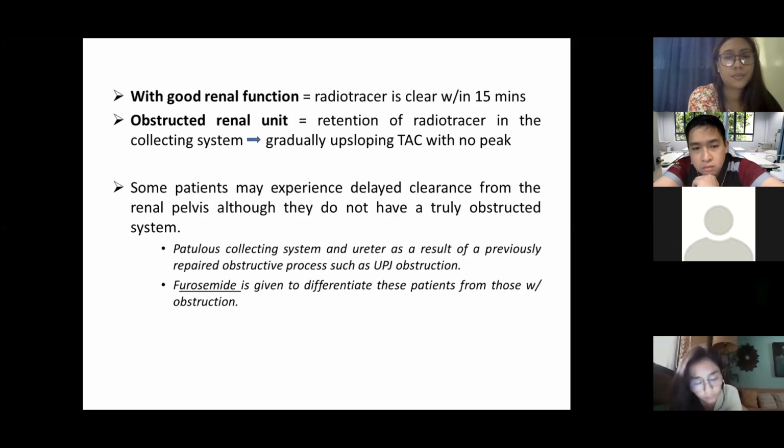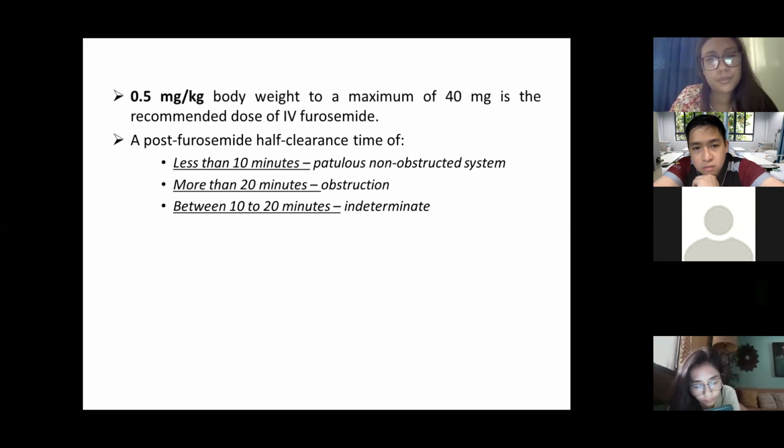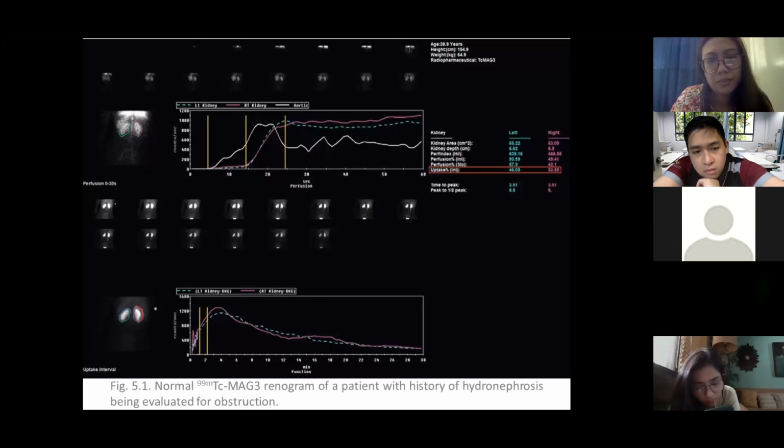IV furosemide is given in order to differentiate these patients from those with obstruction. 0.5 milligram per kilogram of body weight to a maximum of 40 milligrams is the recommended dose of IV furosemide. A post-furosemide half clearance time of less than 10 minutes may indicate a patulous non-obstructed system. More than 20 minutes may indicate an obstruction, and between 10 and 20 minutes is indeterminate, and further evaluation is warranted.